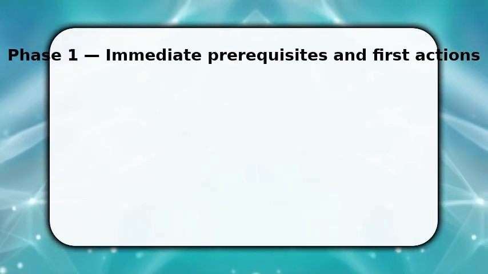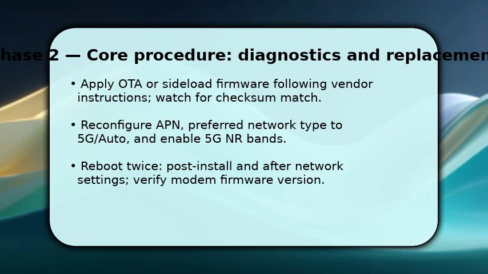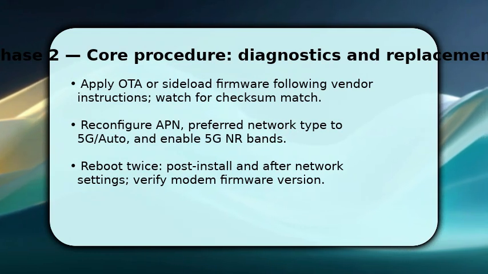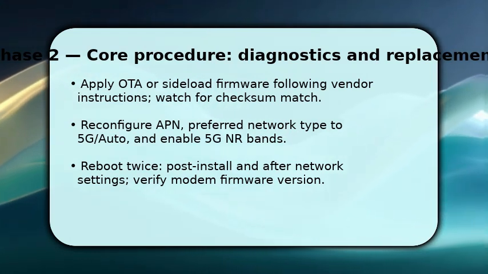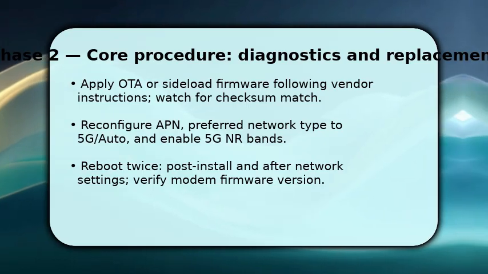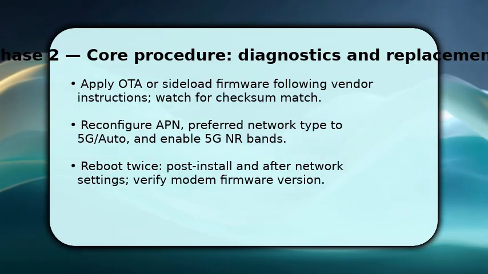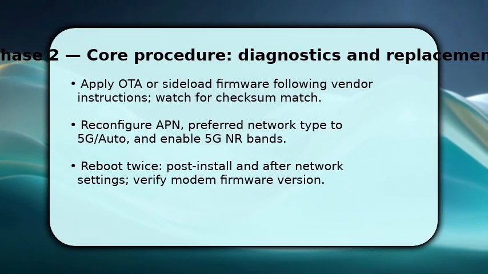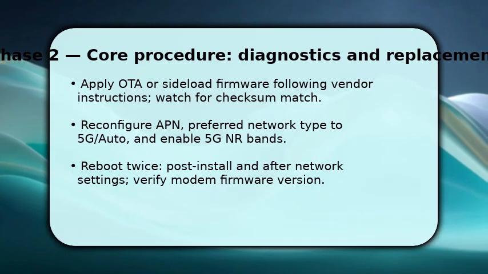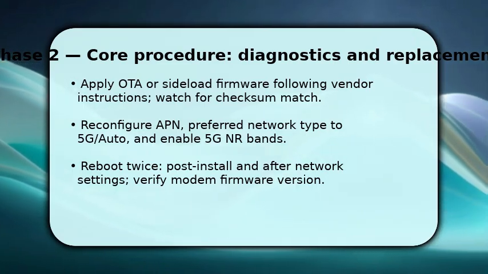upgrade without interruptions. You now install the downloaded firmware. Follow the vendor sequence exactly and verify the checksum before flashing to avoid corrupt installs. Once installed, change network preference to 5G or 5G/auto and select the recommended NR bands. This ensures your device will register on the right spectrum.